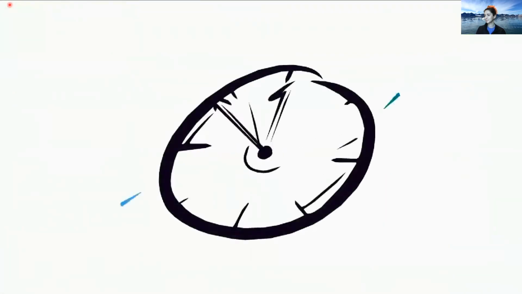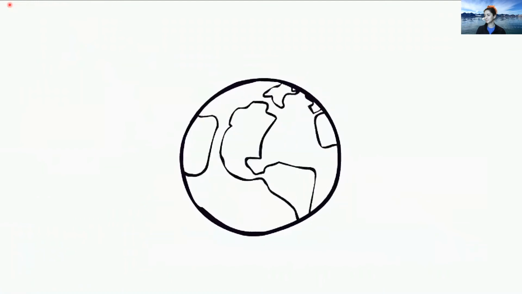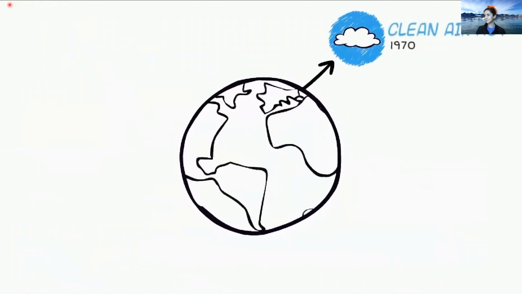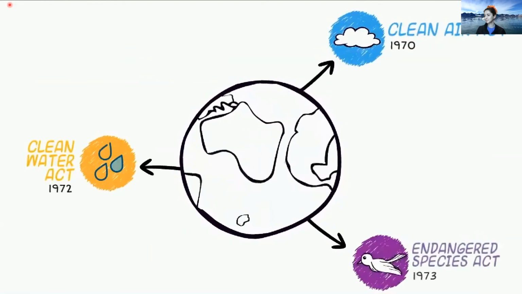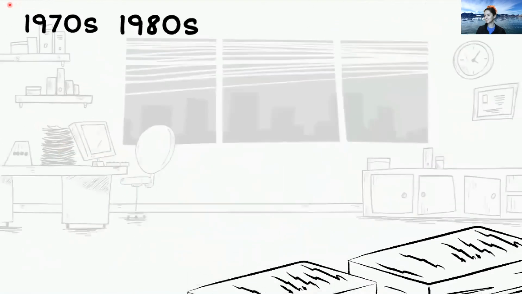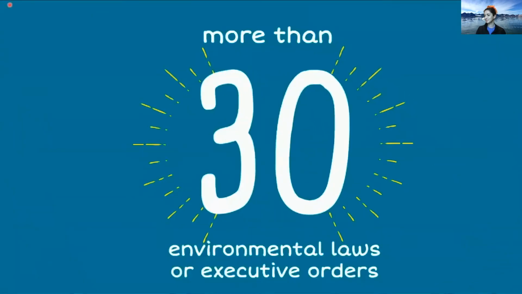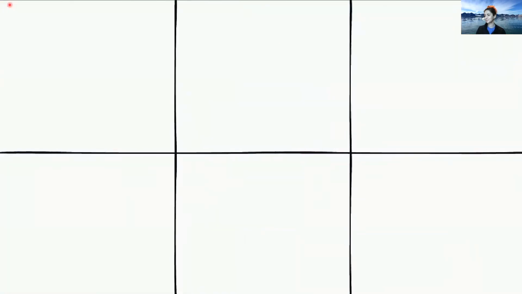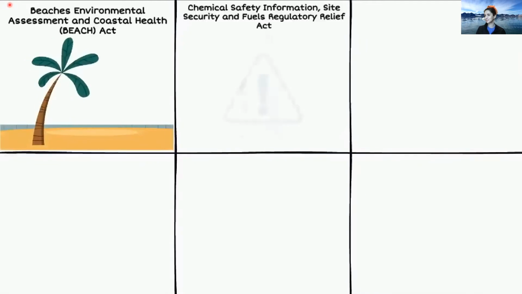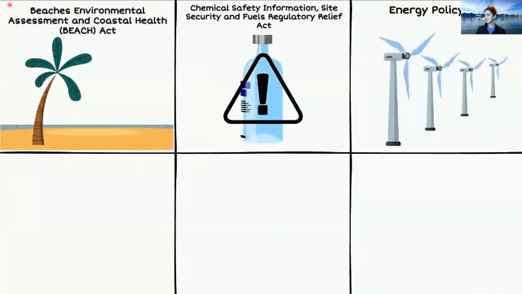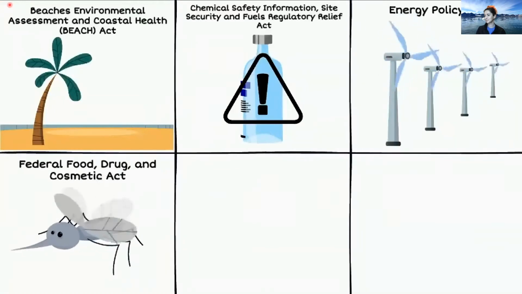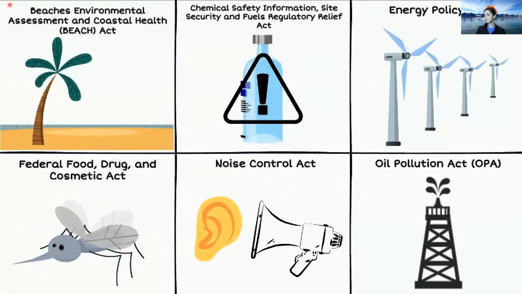In the decades that followed, dozens of notable environmental laws were established. Three of the most well-known were the Clean Air Act, the Clean Water Act, and the Endangered Species Act. After half a century, there are now more than 30 environmental laws or executive orders that the EPA administers, including some you may not know about that protect the world around you every day. These laws and orders cover everything, like beach cleanliness, chemical hazard safety, efficient energy production, pesticide residues, noise control, oil pollution, and more.